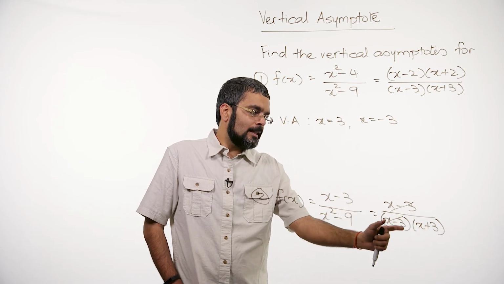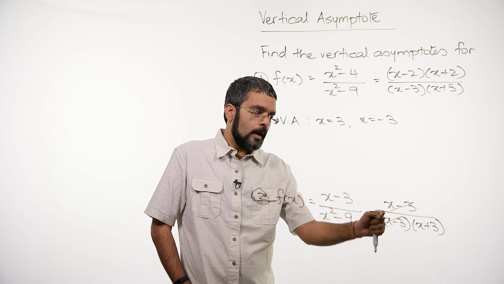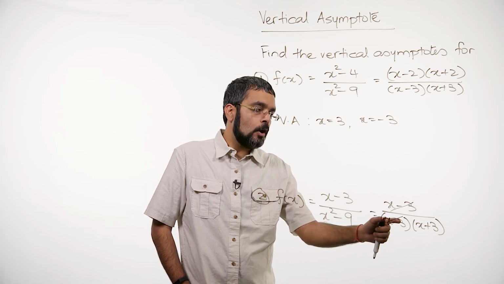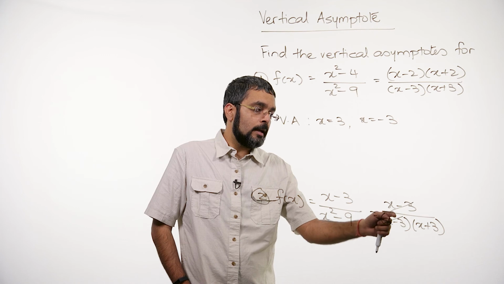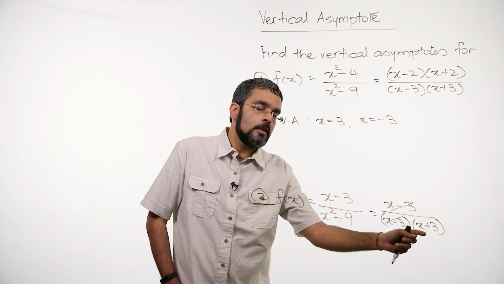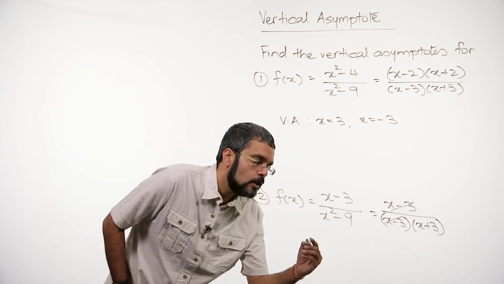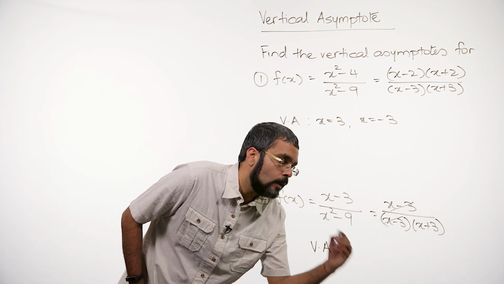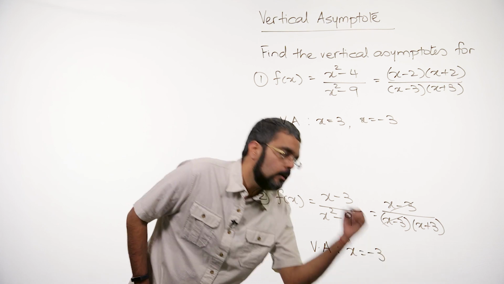So in this case, the line x equal to 3, right, will not be a vertical asymptote, even though 3 is a zero of the denominator, because it cancels off with the numerator. But x equal to negative 3 will still give me a vertical asymptote. So here my vertical asymptote is going to be the line x equals negative 3.